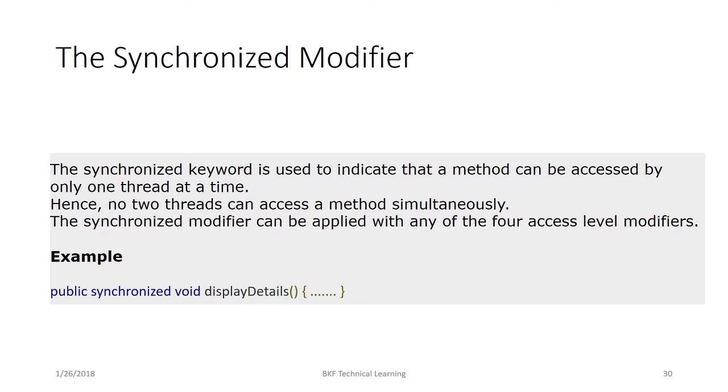Now the synchronized keyword. The synchronized keyword is used to indicate that a method can be accessed by only one thread at a time. Hence, no two threads can access a method simultaneously. The synchronized modifier can be applied with any of the 4 access level modifiers. So here's an example. Display details method. It's synchronized. So no two threads simultaneously can access this method. So that's the function of the synchronized keyword.